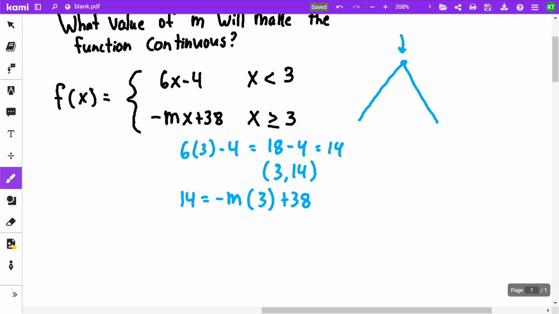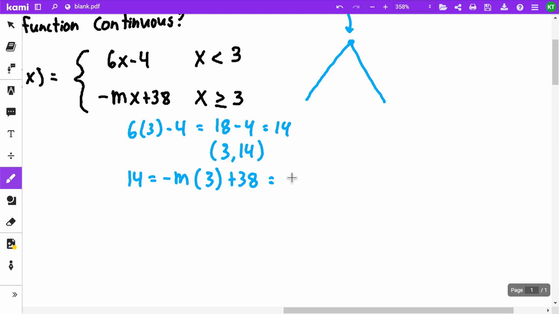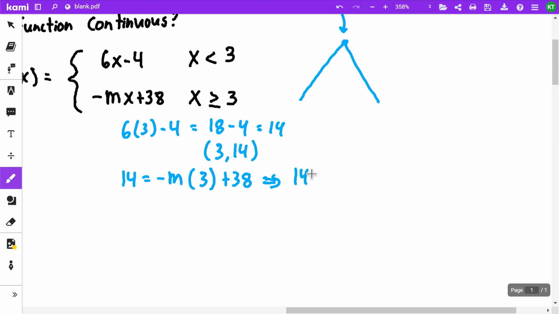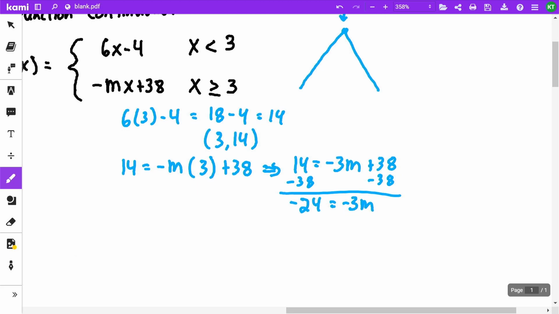Now I can work backwards and solve for m. I'm going to rewrite this as 14 equals negative 3m plus 38. I didn't really change anything here, I just switched around where my 3 and my m were to make it look a bit more like what we usually see. So I subtract 38 from both sides, and I get negative 24 is equal to negative 3m. Then I divide both sides by negative 3. So that means m is going to be equal to a positive 8.